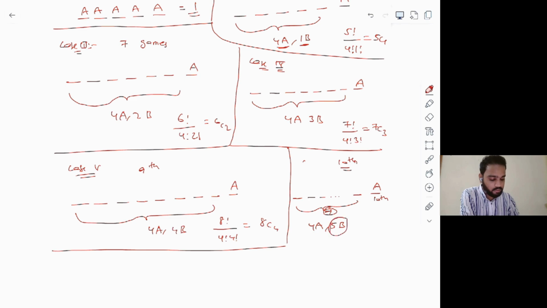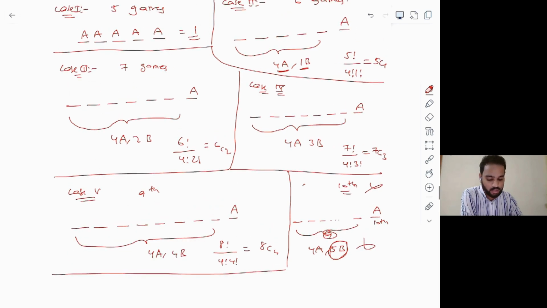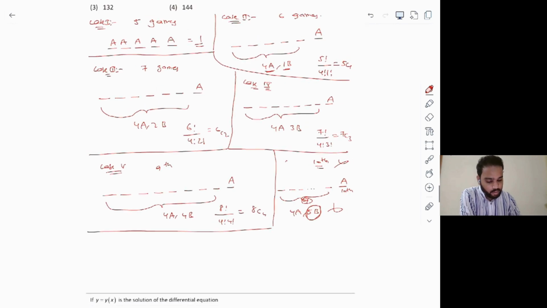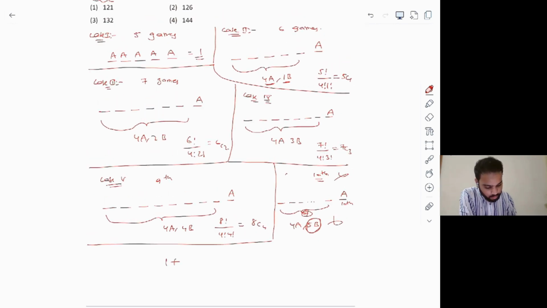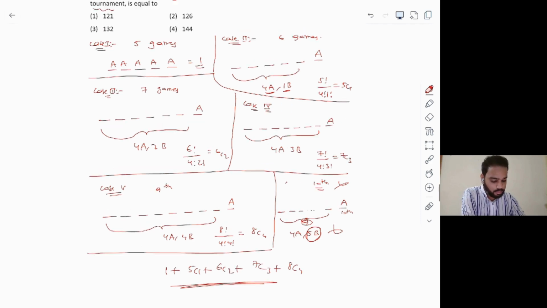If B is winning 5 games in the remaining previous 9 games, obviously the person B is winning here, not the person A, because whoever wins the first 5 games is the winner of the series. That is why this game ending at the 10th game won by the person A is not possible here. So only these cases are possible. You can add up all these cases, which will give you 1 plus 5C1 plus 6C2 plus 7C3 plus 8C4. So this should be your answer.